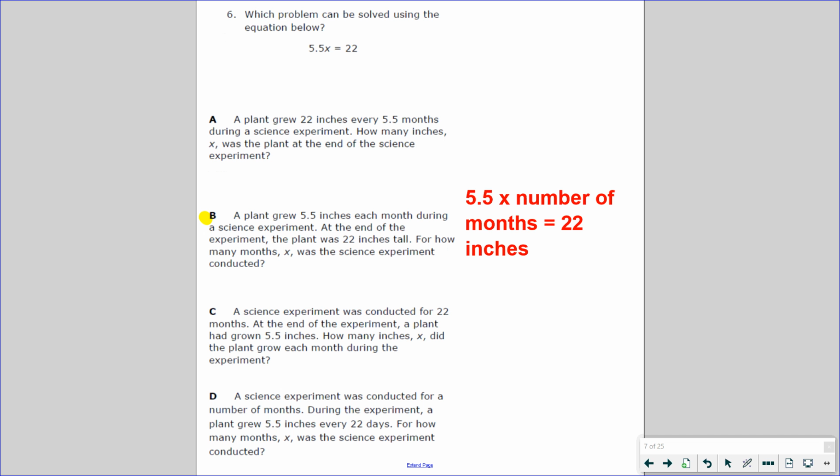Which of the following can be solved using the equation below? So this shows 5.5 times x equals 22. A plant grew 22 inches every 5 months during a science experiment. How many inches was the plant at the end of the science experiment? So how many inches was the plant at the end?